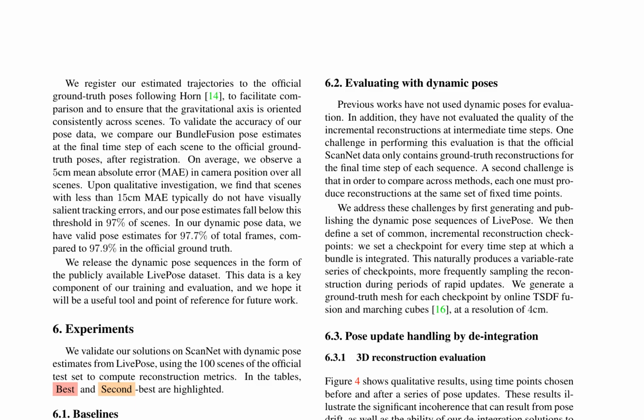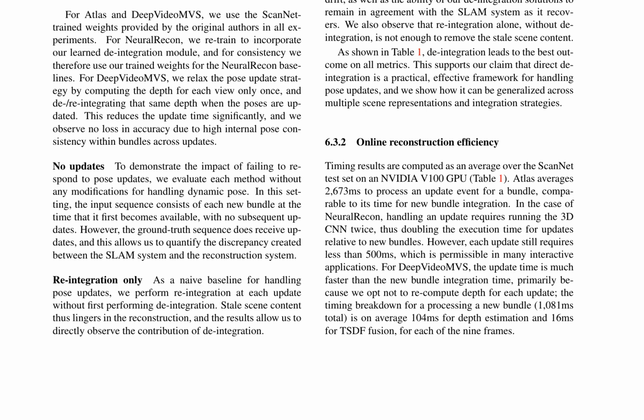They introduce a dataset of dynamic pose sequences, LivePose, which enables evaluation of reconstruction methods at intermediate time steps. The authors compare their bundle fusion pose estimates to official ground truth poses, achieving a mean absolute error of 5 cm in camera position and validating the accuracy of their pose data. The authors evaluate their solutions on ScanNet using dynamic pose estimates from LivePose, computing reconstruction metrics on the official testset.